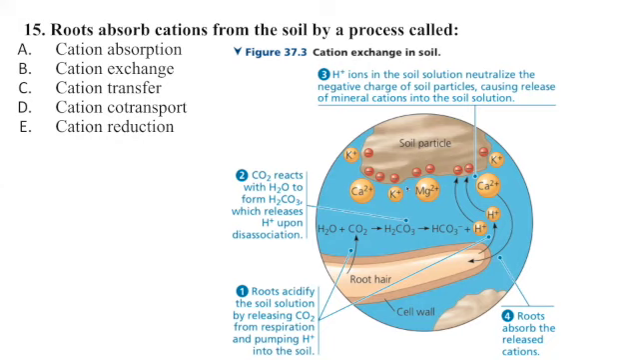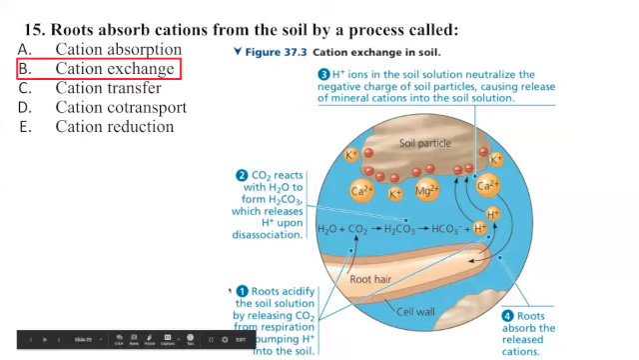And so that means that the anions, right, are much more available to plants than the cations. And so mineral cations become available to the plant by cation exchange, which is a process where cations are displaced by other cations, such as protons, from the soil particles and enter the soil solution. And so that's what this figure is actually showing you, just the mechanism of cation exchange, which is our correct answer here.